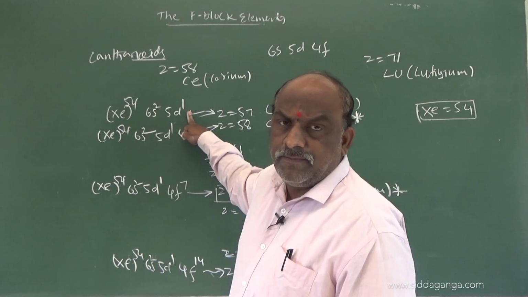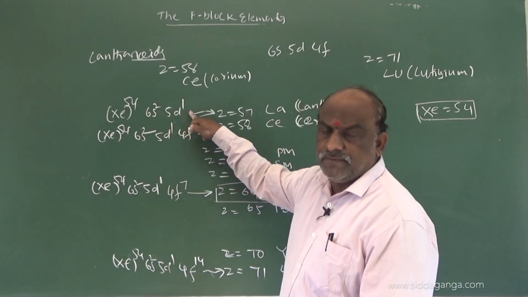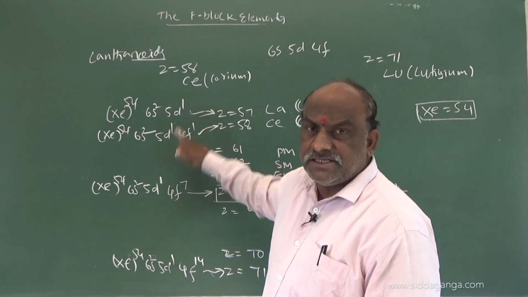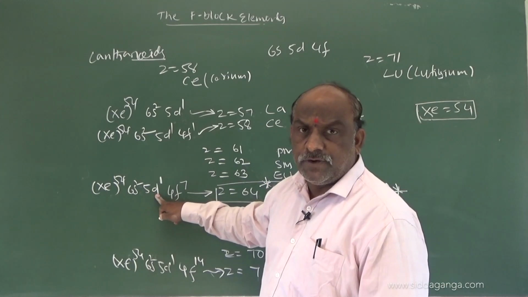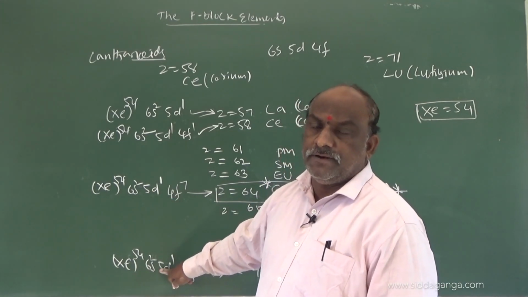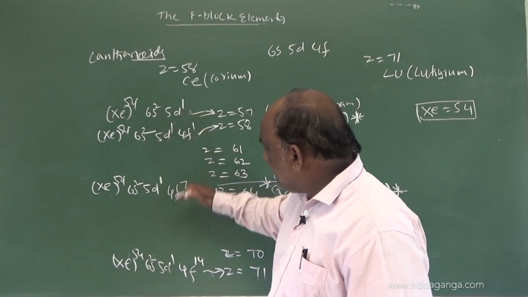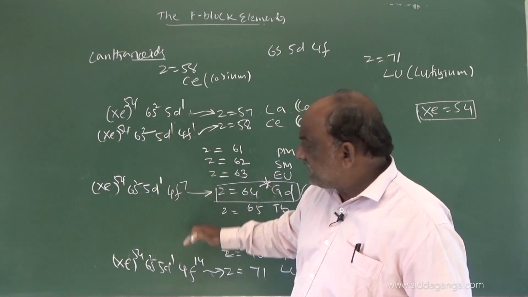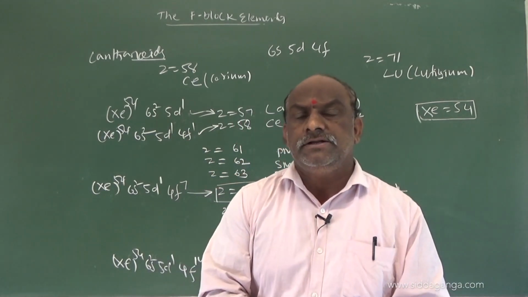57 lanthanum 5d1. 57 plus 7 is 64, gadolinium 5d1. 64 plus 7 is 71, lutetium 5d1. Cerium 5d1. Except these elements, the remaining elements don't have d electrons.